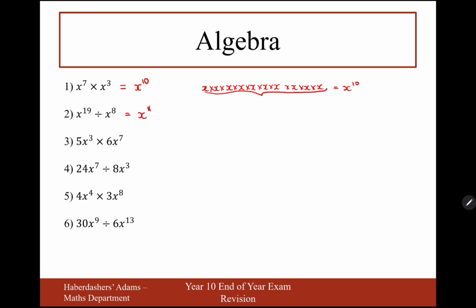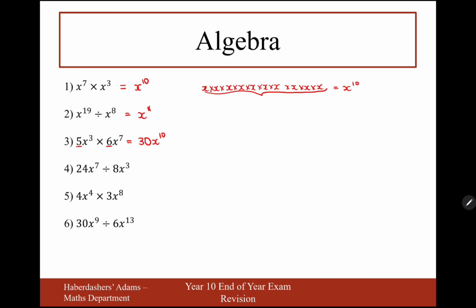In question 3, you've got a number at the front now, so don't forget you're still going to multiply those big numbers at the front, and then you're going to still add the powers. So this is x to the 10. Don't forget you've got to mix up the rules now, so don't get confused. Don't write 11 at the front. 5 times 6 is still 30, but then you add the powers.